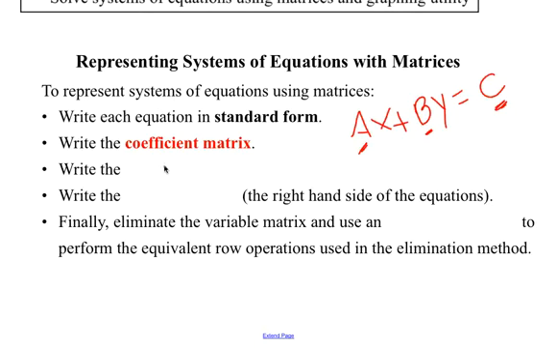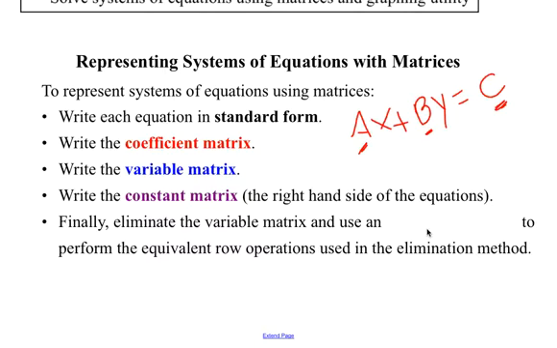The second matrix we're going to write is the variable matrix. And the variable matrix is made up of just a matrix containing whatever variables are in our equations, whether it's x and y or a and b or whatever that is. And lastly, the third matrix is the right-hand side, or what we call the constant matrix. And this only has numbers in it.